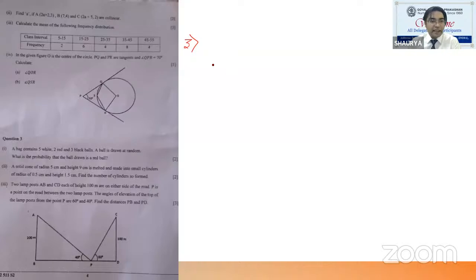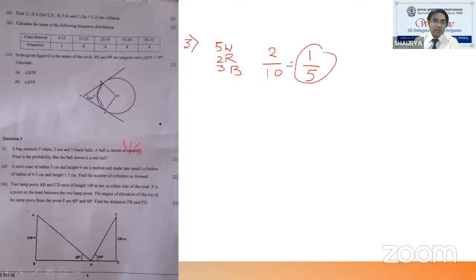A bag contains a set of different color balls, right? 5 white, 2 red, and 3 black balls. A ball is drawn at random. What is the probability that the ball drawn is red? There are 2 red balls upon the total number of balls, which is 10. So the desired answer for picking up a red ball in a single draw from the bag is 1 upon 5. This is a simple answer, 1 upon 5, which will fetch you 2 marks.